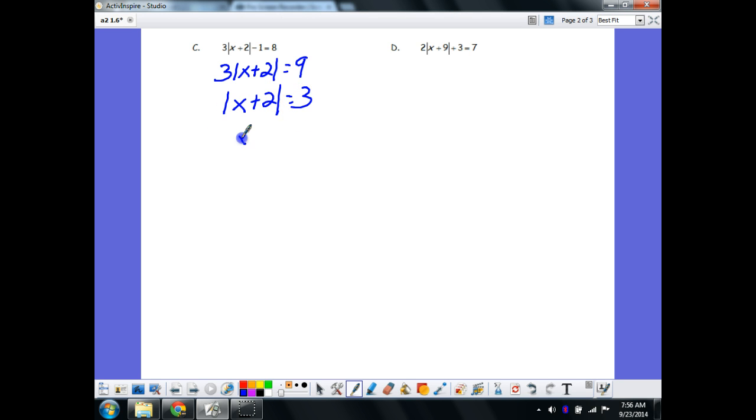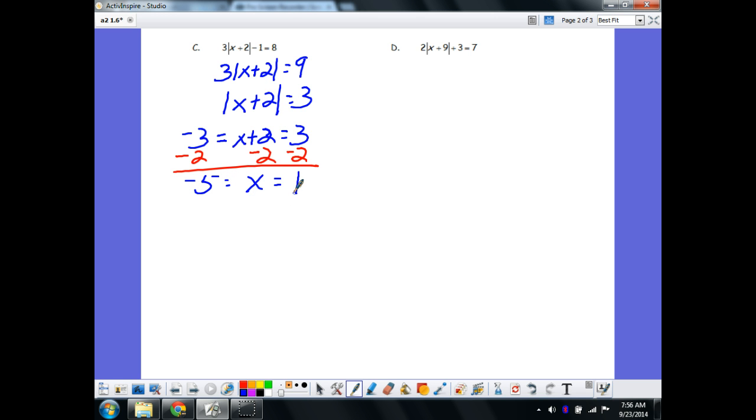Now we set it up because it's asking what number is 3 units from 0. Well, once again, there are 2 of them. There's the number that's 3 units to the right, and then the other number that's 3 units to the left of 0. And now we get the x by itself in the middle by subtracting 2 everywhere. So then we have negative 5 is equal to x, which is equal to 1.